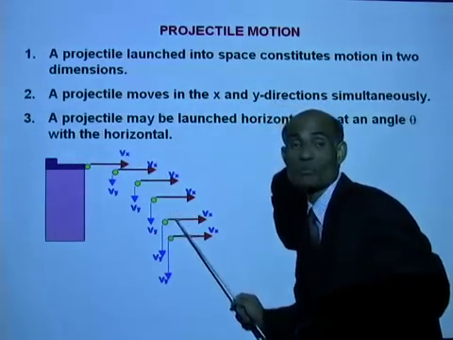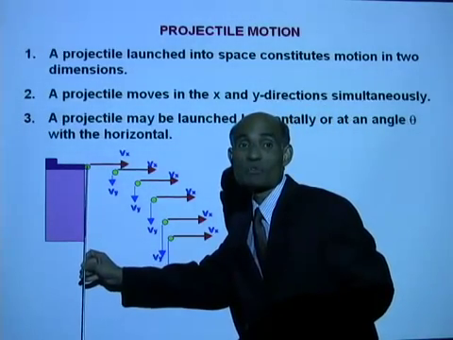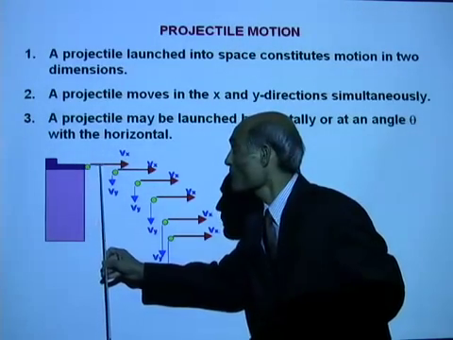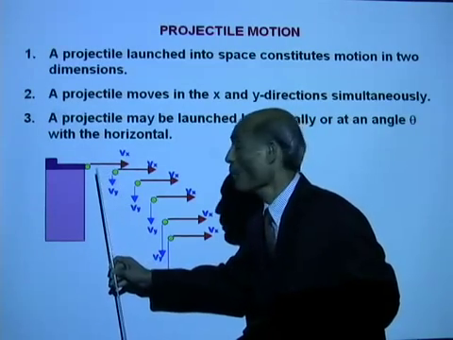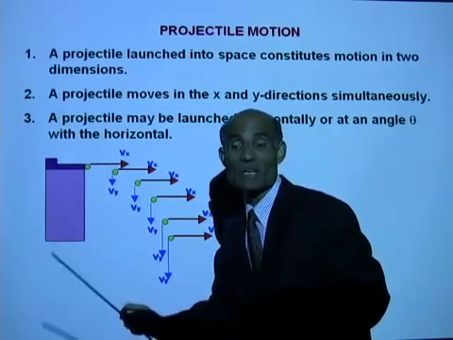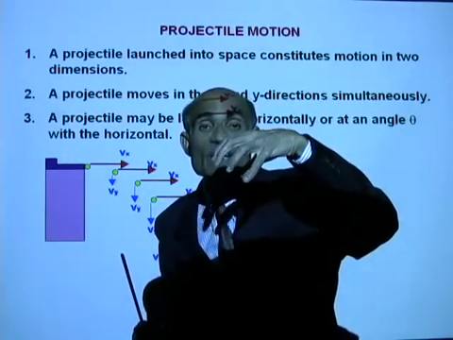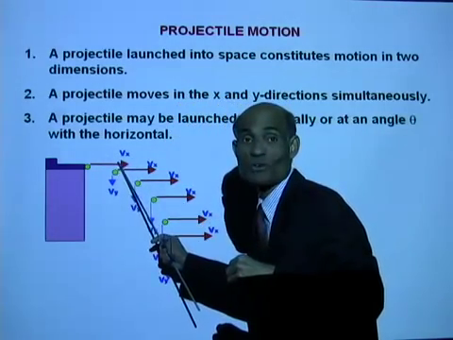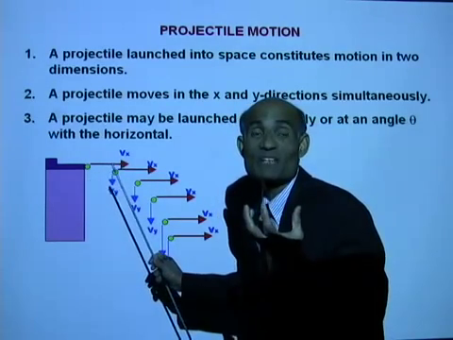Now this is an example of a horizontal projectile. What you notice here, you are projecting a ball from a certain height with a horizontal velocity v sub x. Now what is the initial vertical velocity of the projectile? The initial vertical velocity of the projectile is 0. Vertically, it is not moving in the beginning. It has an initial horizontal velocity and an initial vertical velocity that is 0.